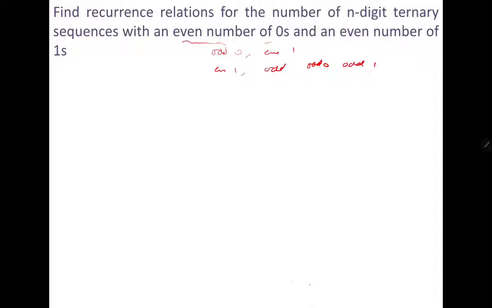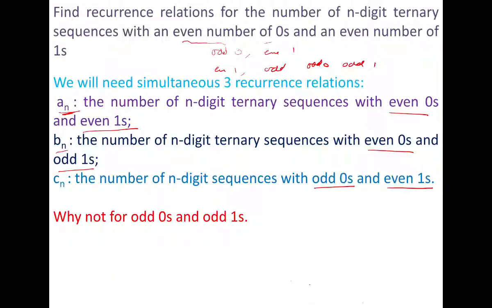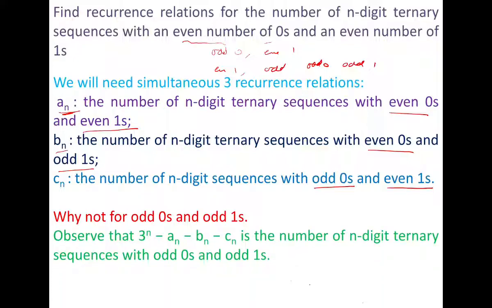So I can denote it. Let a_n be the required one with even zeros and even ones, b_n is even zeros and odd ones, and c_n is odd zeros and even ones. I am not considering odd zeros and odd ones because it can be easily observed that out of the total sequences, which is 3 raised to the power n, I can subtract a_n, b_n and c_n. That gives me the number of n-digit ternary sequences with odd zeros and odd ones. So that's easy to address.